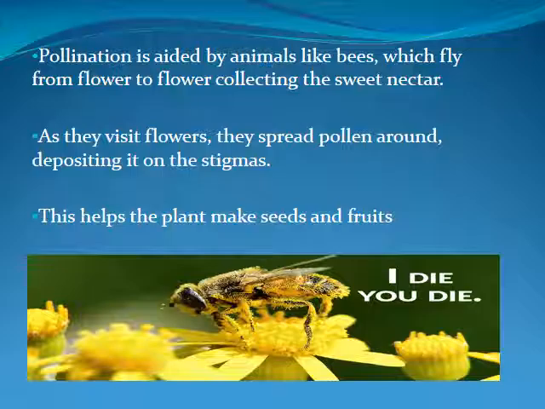Pollination. Pollination is aided by animals like bees, as we see in this figure. Bees help in the process of pollination, where they fly from flower to flower, collecting the sweet nectar. As they visit flowers, Ali, they spread pollen, depositing it on the stigmas. This helps the plant to make seeds and fruits.